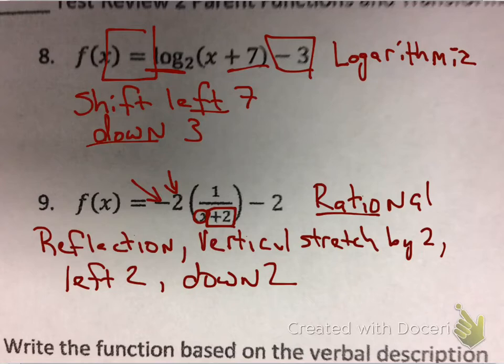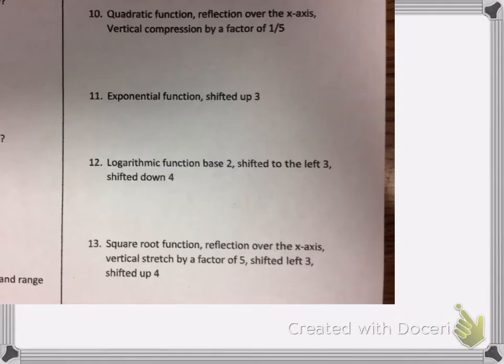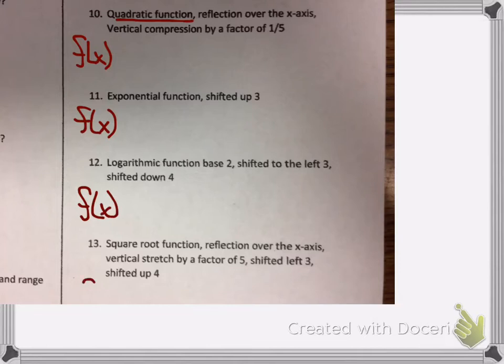There's those, and that's it for that. So kind of keep in mind what these numbers mean. And again, use that formula that I keep telling y'all about that should helpfully summarize the transformations on your note card. Now, they want us to go through these and write a function based on the verbal description. Okay, so here's a quadratic function. So I'm going to put here f of x, f of x, f of x, and down here f of x.